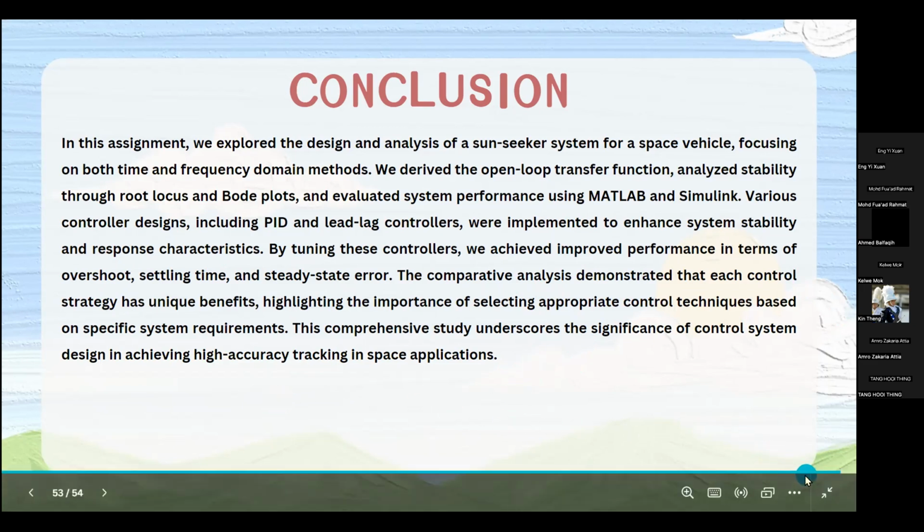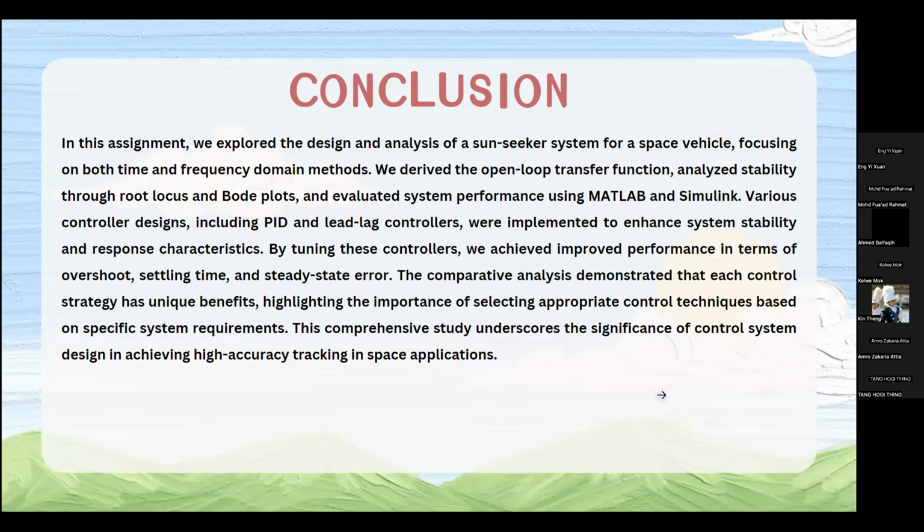Besides using a PID controller, we also designed a lead compensator as an alternative way to improve the performance of the system. And comparing the results, we can see that our assignment was a success, and we also conclude that control system design is very important in engineering applications. That's all from our group. Thank you.